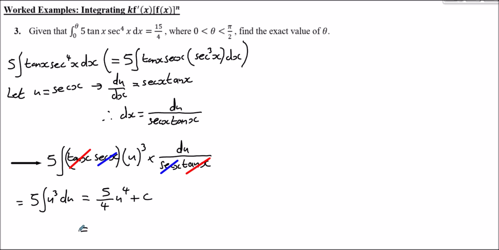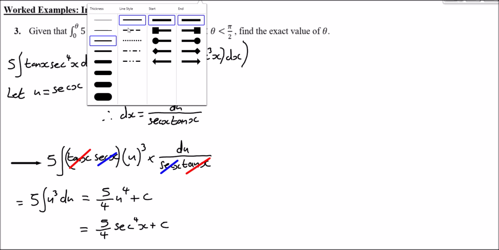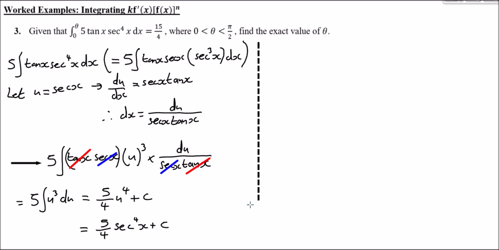Remember what u actually was. U, we said, was sec x. So we're going to have 5 over 4 sec to the power 4x plus c. So that's the first bit done. I'm just considering it all indefinitely. So this bit here is going to be very useful, because now we've got definite integrals to consider.